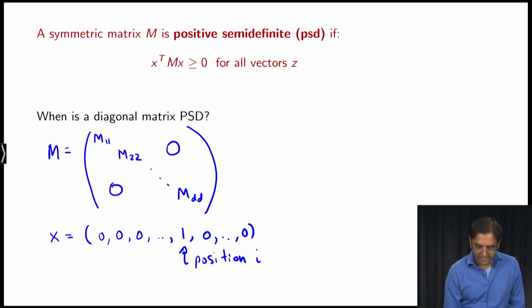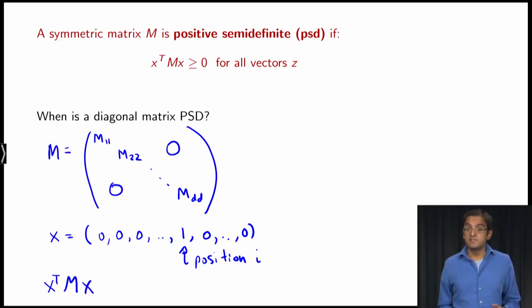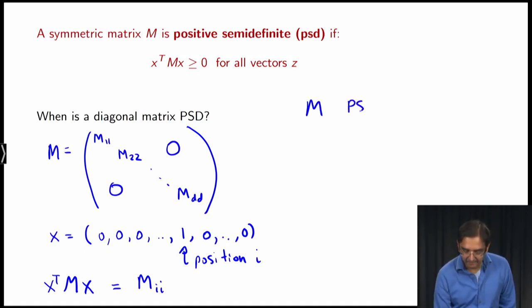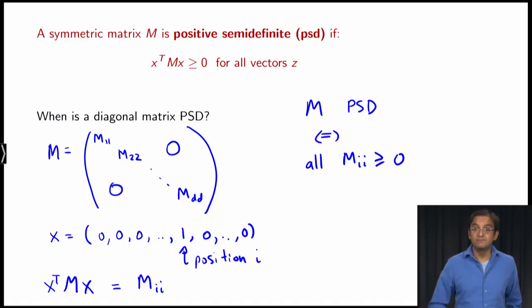What is x transpose Mx? Well, if we think of our summation, the sum of M_ij x_i x_j, you can see that x transpose Mx is just the ii entry of the matrix. And so we know that this has to be greater than or equal to 0. Okay, so that gives us a simple condition. A diagonal matrix is positive semi-definite if and only if all the diagonal entries are greater than or equal to 0. So for diagonal matrices, it's very easy to check.